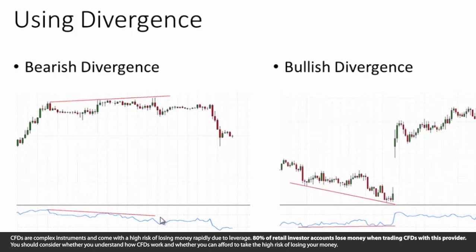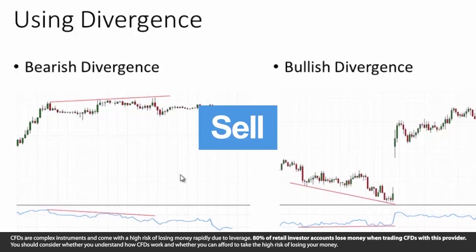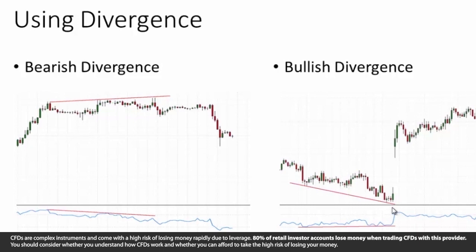Divergence occurs when a security reaches a new high or low in price, but the RSI does not reach a corresponding new high or low value. Bearish divergence, when price reaches a new high but the RSI does not, is taken as a sell signal. Bullish divergence, that is interpreted as a buy signal, occurs when price reaches a new low, but the RSI value does not.